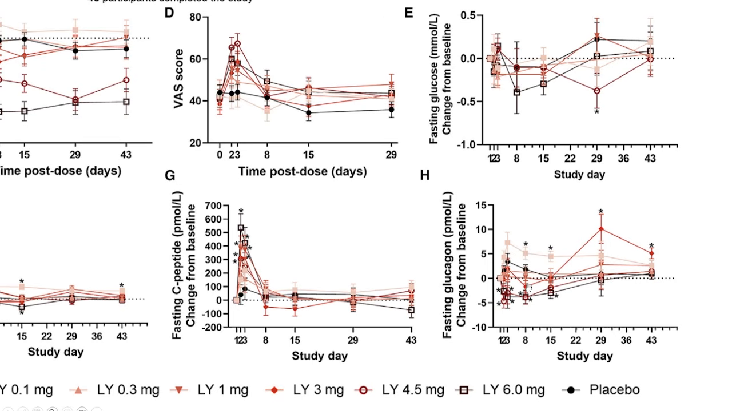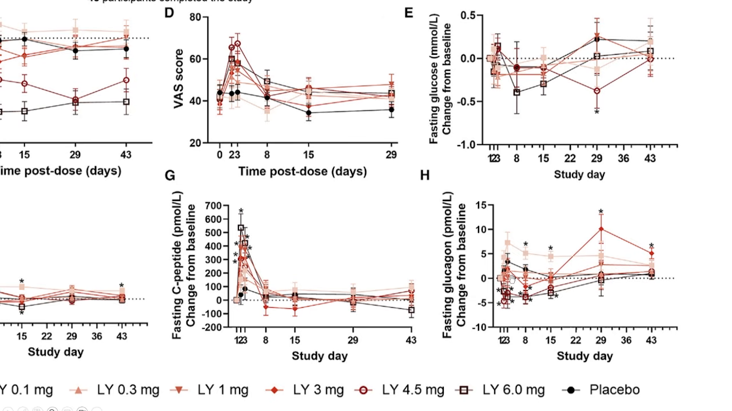Let me also say something here. This was an ascending dosage where they only gave a singular dose. And they looked at that over the course of 43 weeks or 43 days and assessed how that was responding in somebody's body. So they gave a singular dose of 0.1, 0.3, 1, 3, 4.5, and 6. And they assessed how that was acting in the body over the course of 43 days.